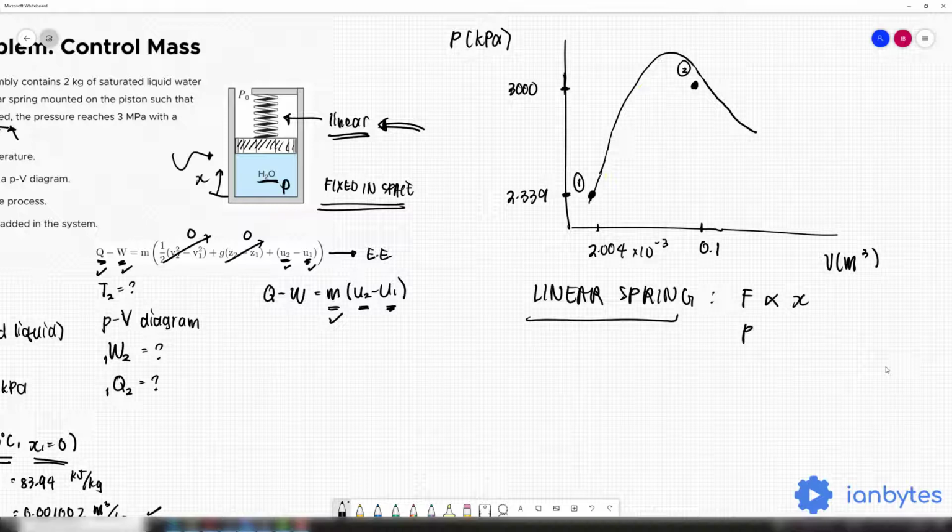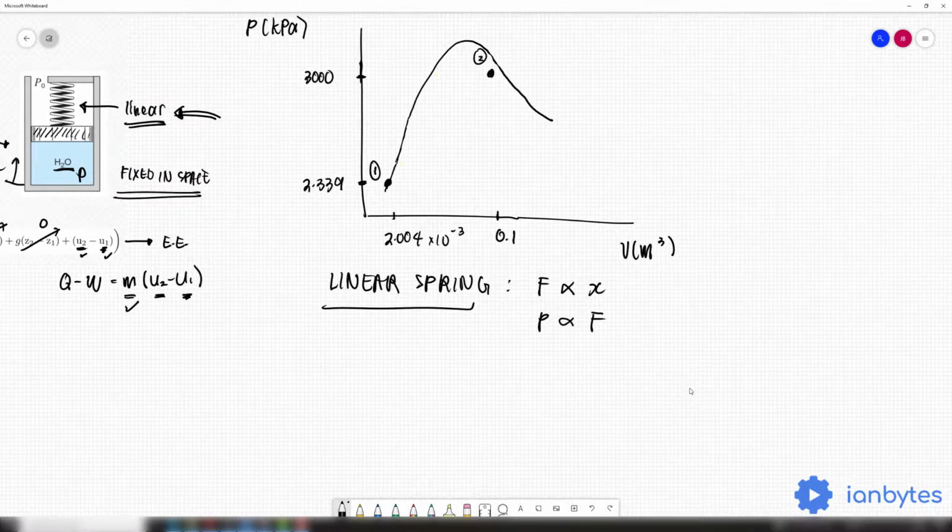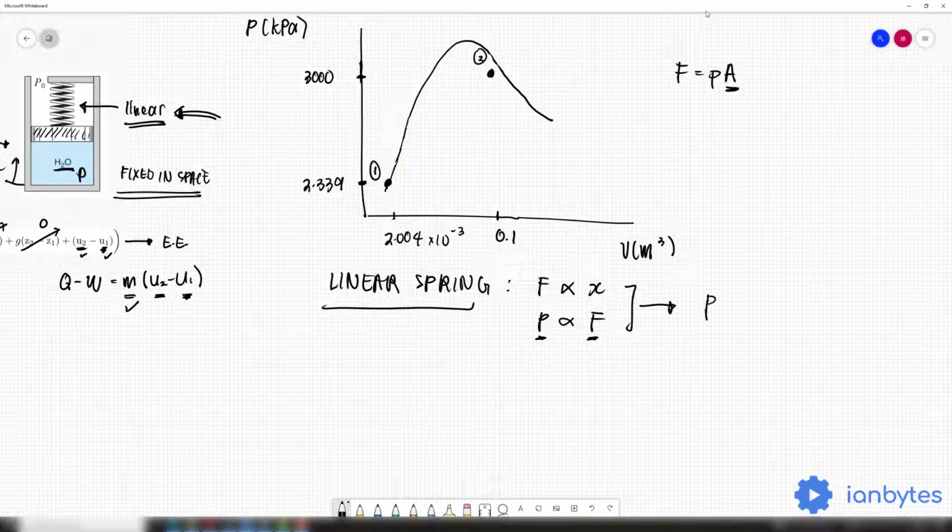We know that the pressure P is just directly proportional to the force F. Why is that so? Because we know that F is equal to P times A, right? And the cross-sectional area here is the cross-sectional area of your piston, which is just constant. So therefore, we can say that the pressure is just linear with your spring force. From here, we can deduce that pressure is actually directly proportional, or at the very least linear, with the displacement x. Now, how is it related to the volume?